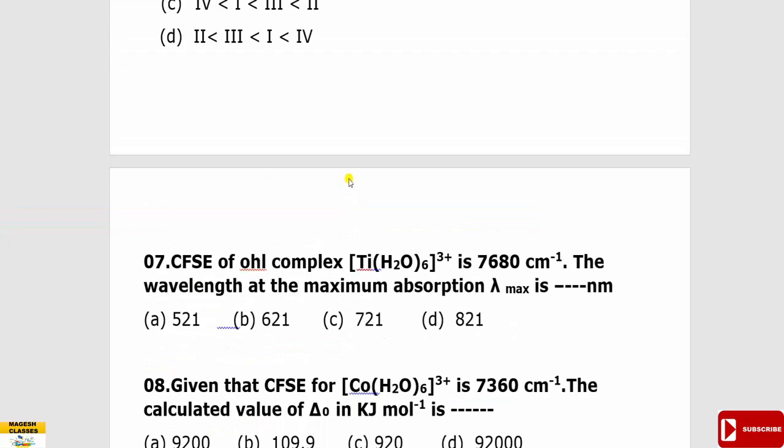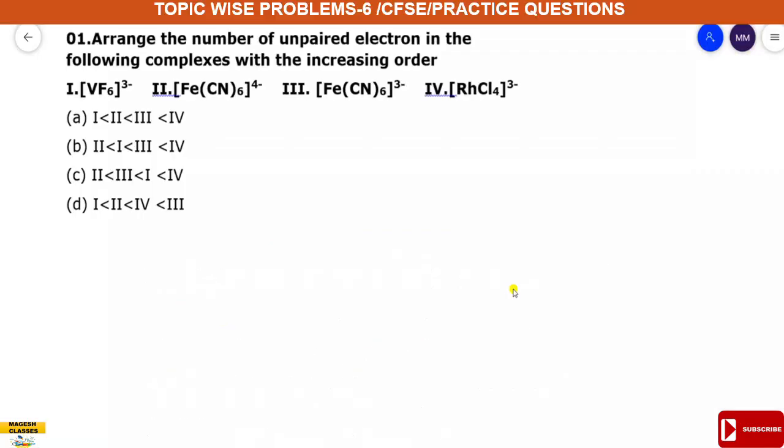Let us move into the topic. Question number 1. Arrange the number of unpaired electrons in the following complexes in increasing order. So 4 complexes are given. Based on the number of unpaired electrons, we have to arrange them in increasing order.